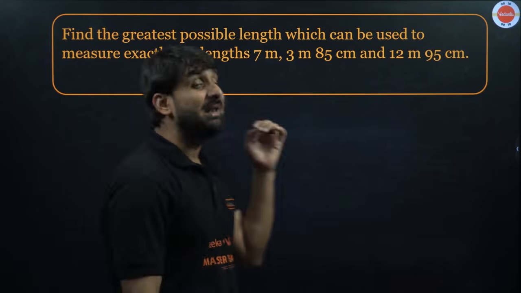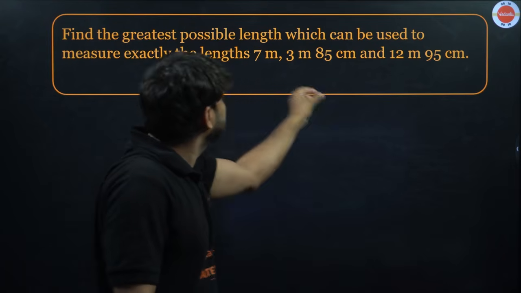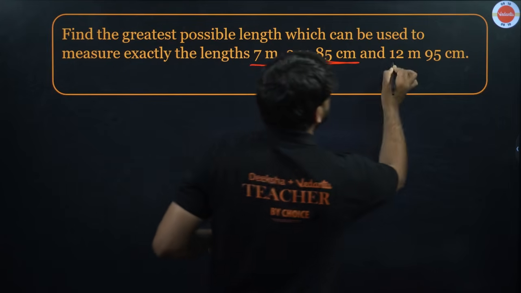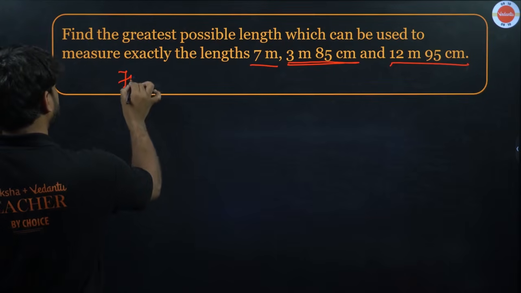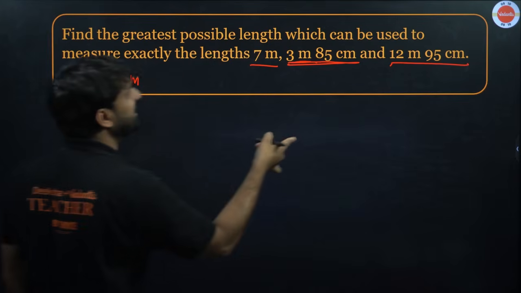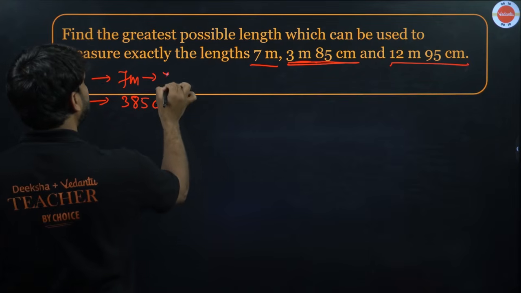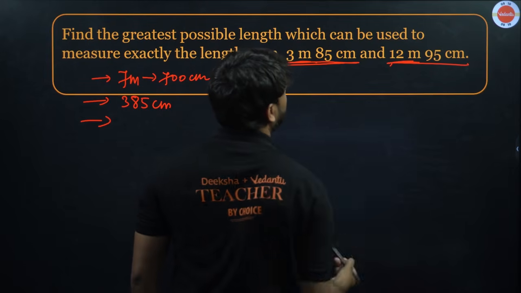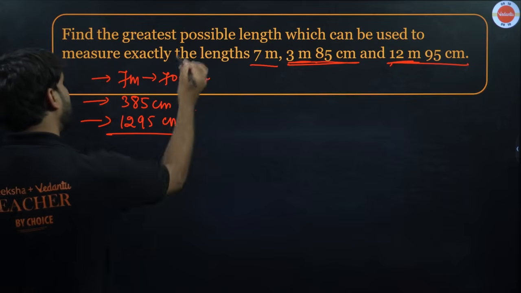Find the greatest possible length which can be used to measure exactly the lengths given. Here in this question you can see this is in meters, but here it is meter and centimeter. So do one thing, make the same unit. 7 meter first, second is 3 meter, which means 300 centimeter, and 85, so 385 centimeter. And 7 meter can be written as 700 centimeter, and this is 12 meter, so 1295 centimeter. So we have converted everything into centimeters.